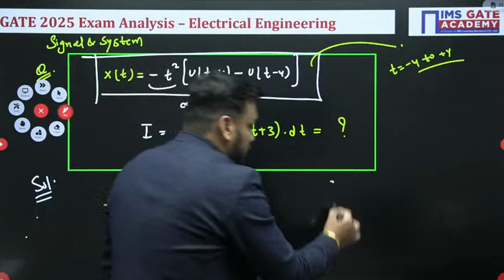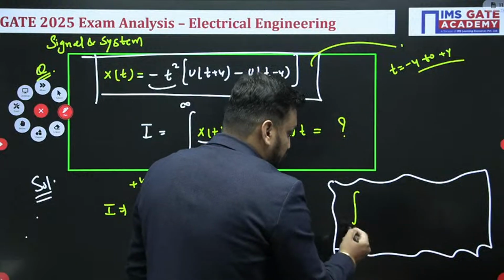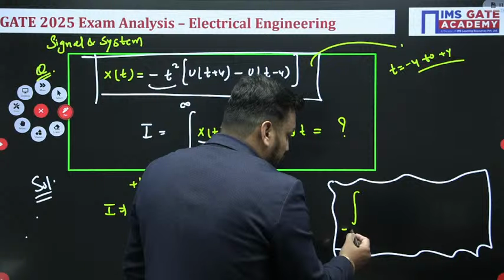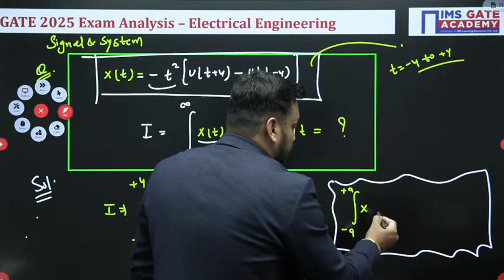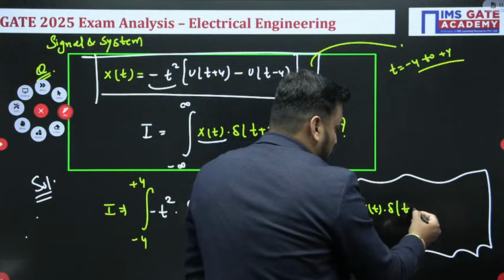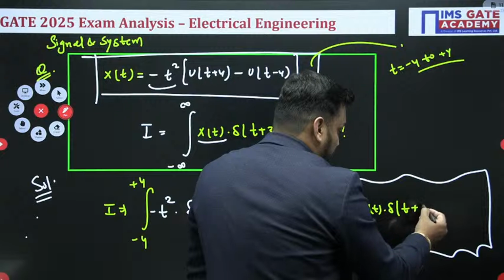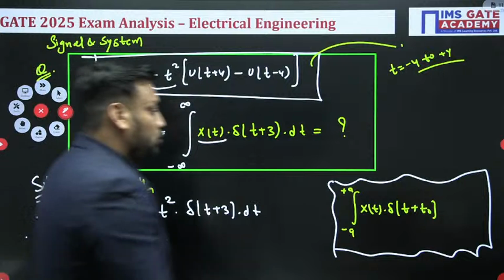And do you know here what is the property? I am just writing the property here, guys. The property says that if the limit is from minus a to plus a, and here is x of t del of t minus t naught, or t plus t naught, or t minus t naught. Suppose I am taking plus here. Do you know what is the result?